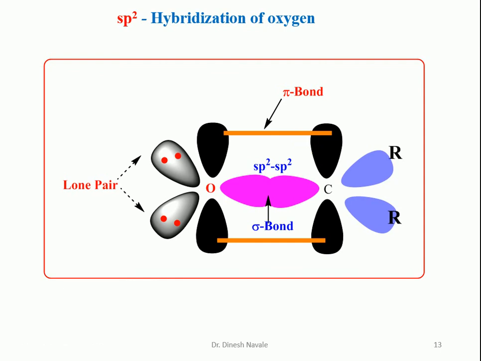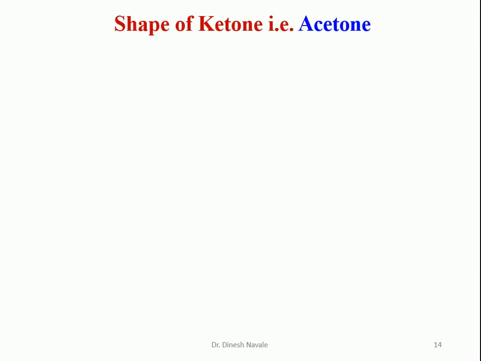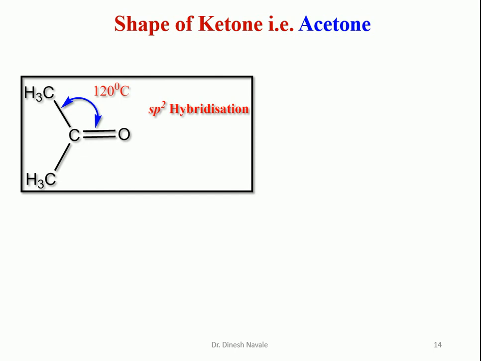So this is the formation of the carbonyl carbon and oxygen sigma as well as the pi bond, whereas in case of the carbonyl oxygen there is also a presence of 2 lone pairs of electrons in 2 sp2 hybridized orbitals. So these are written like this. This is the geometric or diagrammatic representation of the carbonyl carbon and oxygen in case of the sp2 hybridization. So the shape of the ketone like acetone we have discussed also.